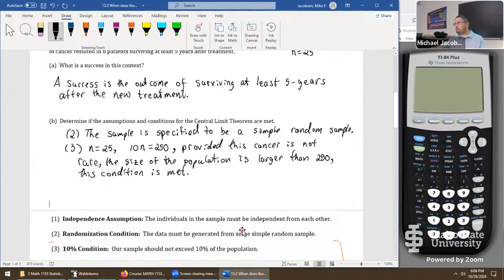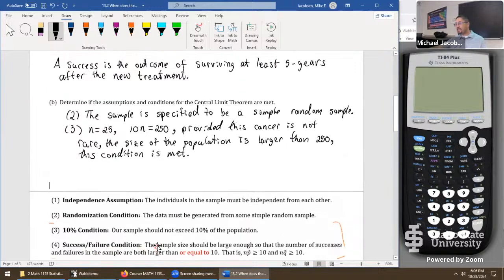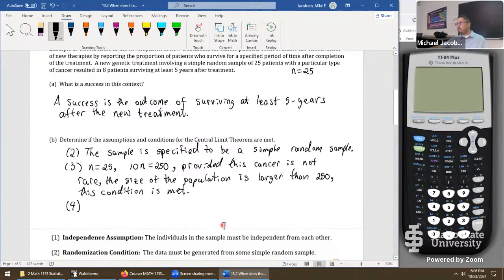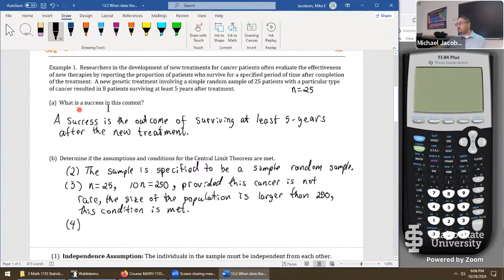Finally, in step 4, this is a little bit more firm, what we can actually calculate. There's no guesswork on this one. This condition either passes or it fails, strictly based on what the problem is saying. We have to count the number of successes and the number of failures in the sample. Sometimes this is a nice formula, but only if the problem gave you p-hat would I actually use that. It's easier to just simply go back up to the problem and count them. So a success is surviving at least 5 years after a new treatment. It says here, 8 patients survived at least 5 years after treatment.